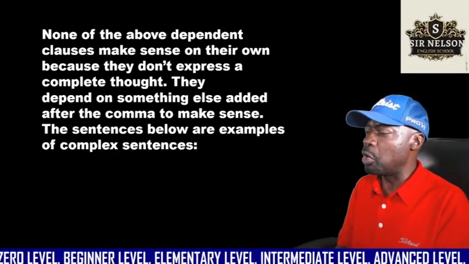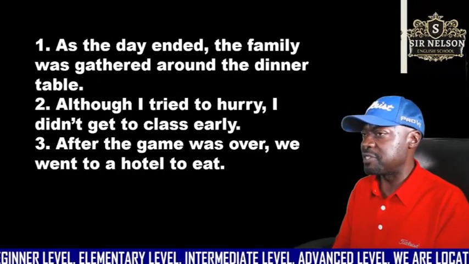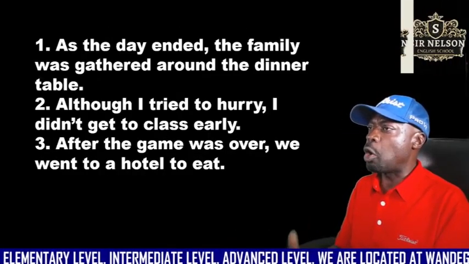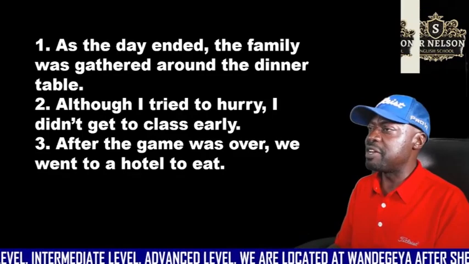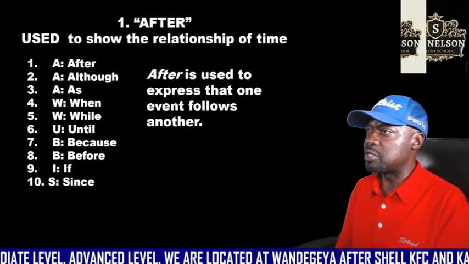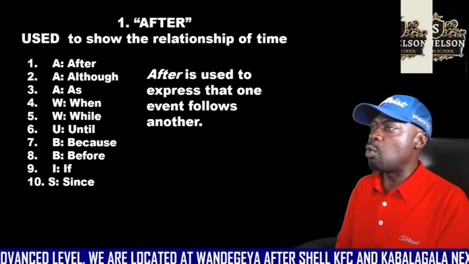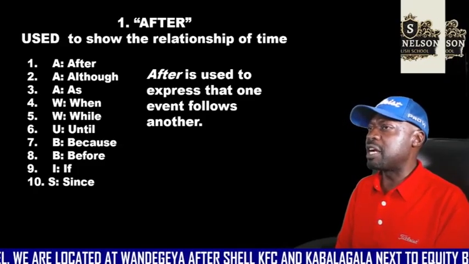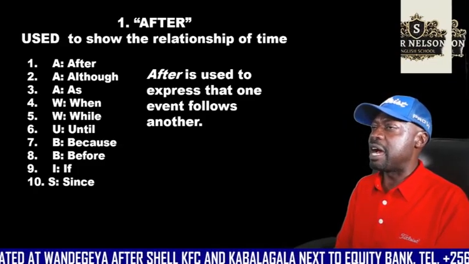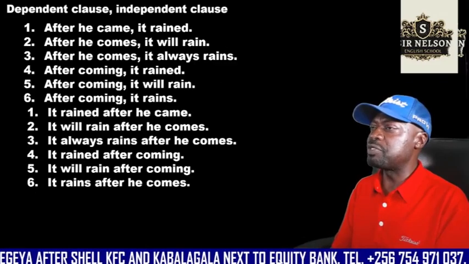The sentences below are examples of complex sentences. All these are complex sentences because they have a dependent clause and independent clause. Now let's look at the AWUBIS one by one. We shall begin with after. After is used to show the relationship of time.